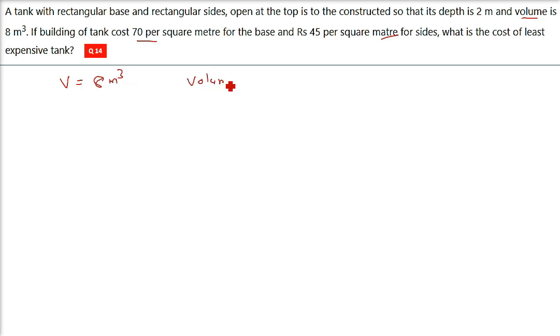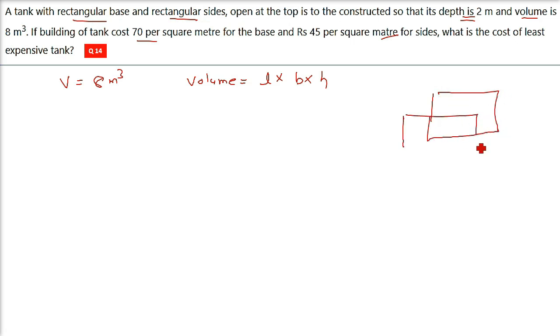Volume is 8 meter cube. Volume is always length into breadth into height. When you have a 3D shape, because this is a kind of cuboid, the volume becomes LBH. It would have been a cube if all the sides are equal. But here we have the rectangular base. I'm making a rectangular base here. Don't worry about the diagram, worry about the concept which is coming out from this diagram.